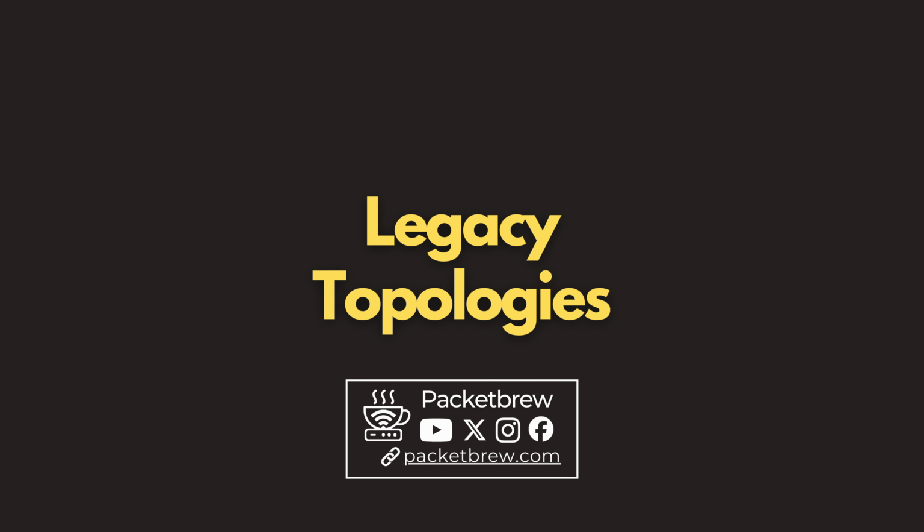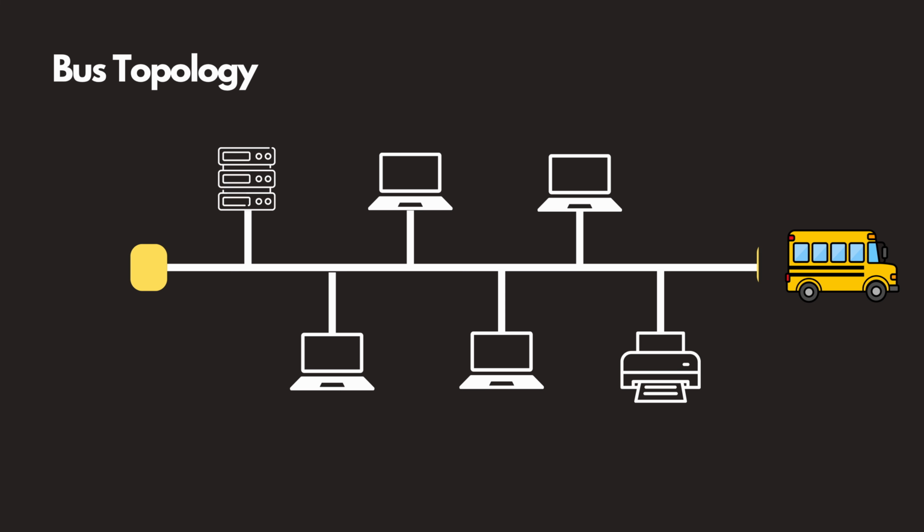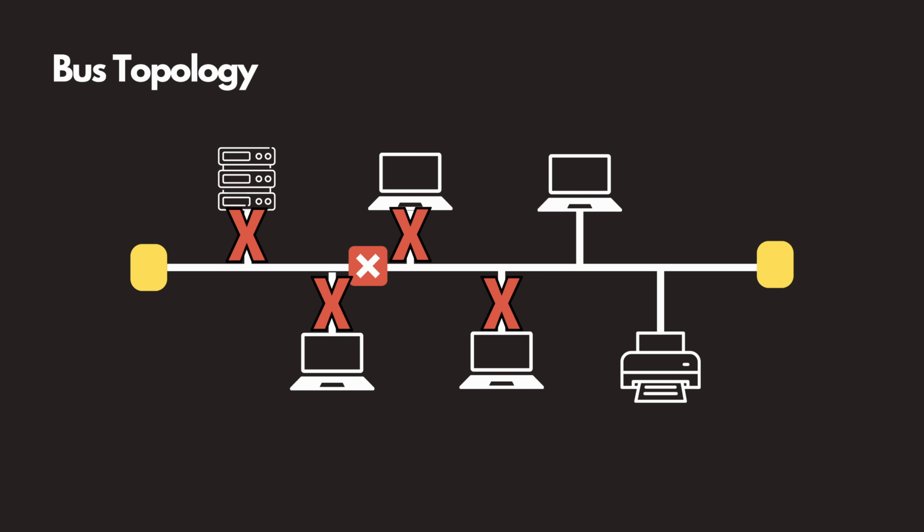Let's start with legacy topologies. First is the bus topology. It is the one shared cable. Every device taps into it. Cheap, but one break takes down the whole segment.